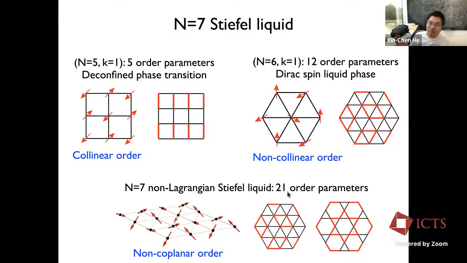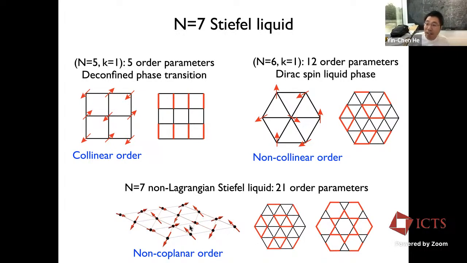So then we should play with more complicated order parameters. And it turns out what we need to do is just consider more complicated magnetic order. Remember, I'm just repeating what I said. For n equal to 5, the magnetic order we have is a collinear magnet, right? That's the deconfined phase transition. For the Dirac spin liquid, the magnetic order we have is a non-collinear magnetic order, right? And the next natural thing you want to consider is a non-coplanar magnetic order, right?